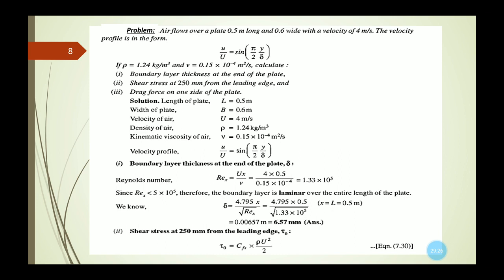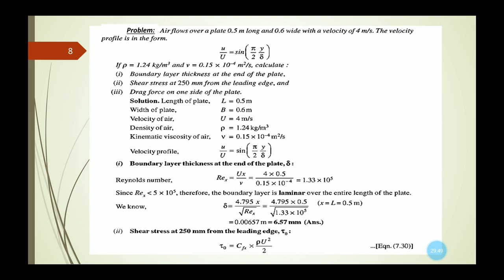Now if we use the formula of the boundary layer thickness corresponding to this given velocity profile, 4.795x divided by root under Re_x, where x is the total length of the plate, which is 0.5, we are getting the value of the boundary layer thickness as 6.57 millimeter.